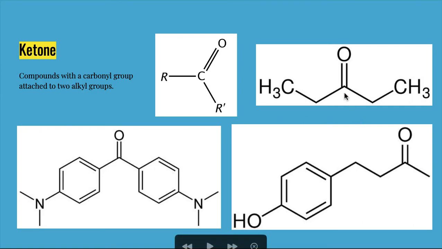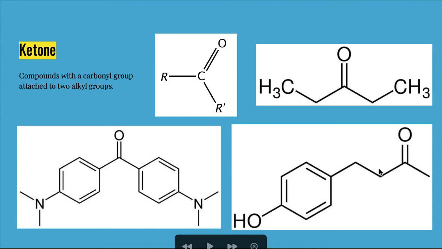So here's a couple of examples: here's the carbonyl group, then R group, carbonyl group, R group. The carbonyl group doesn't even have to be in the center, so it can be towards an end, and here's a long R group over here, and this would still count as a ketone.